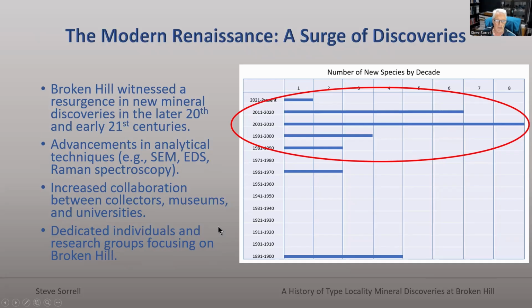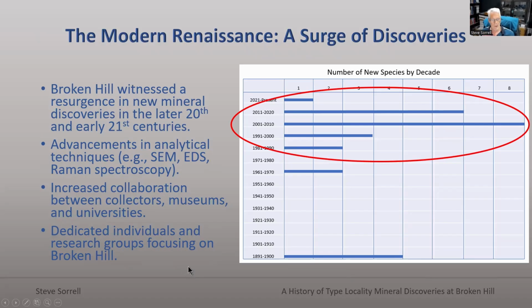Now, what I've called the modern Renaissance was the surge of discovery starting back in the 1980s. And that was due to advancements in the techniques to analyse the minerals, increased collaboration between collectors, museums and universities. So we had people like Arnold van der Heyden, who was a geologist at Broken Hill, who had an interest in minerals, and he collaborated with people like Bill Birch at the Museum Victoria and others.